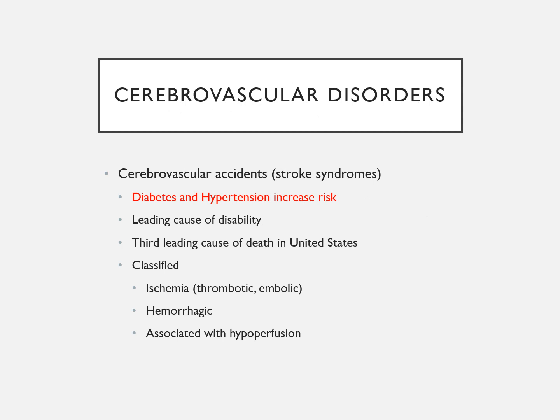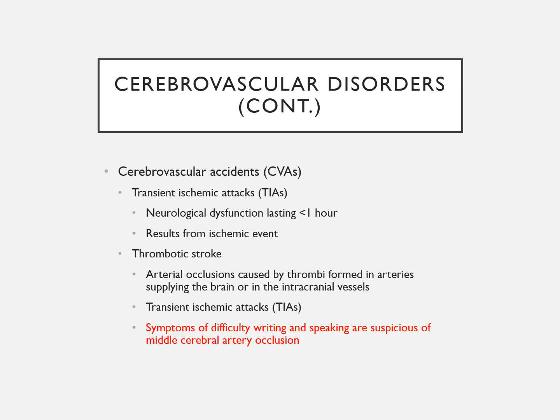Cerebrovascular accidents or strokes. Increased risk with diabetes and hypertension. It's a leading cause of disability and the third leading cause of death in the United States. It's classified by ischemic, hemorrhagic, and associated with hypoperfusion. Cerebrovascular accidents can be transient. It's a neurologic dysfunction lasting less than an hour. It does result from an ischemic event.